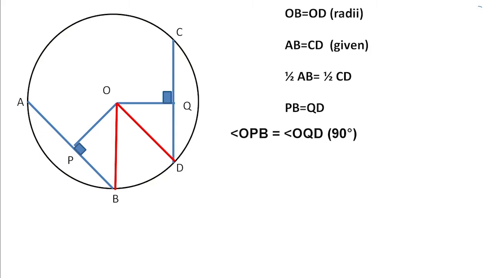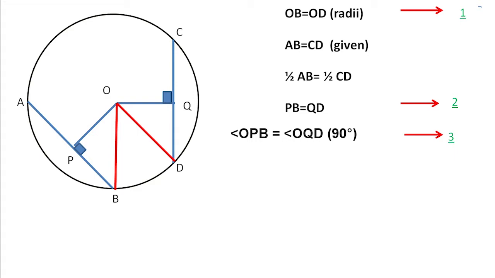Next, angle OPB equal to angle OQD equal to 90 degrees. That also we know. So, for proving the congruence, we need three pairs. First pair we are taking as OB equal to OD. Second pair we are taking as PB equal to QD. And the third pair we are taking as angle OPB equal to angle OQD equal to 90 degrees.